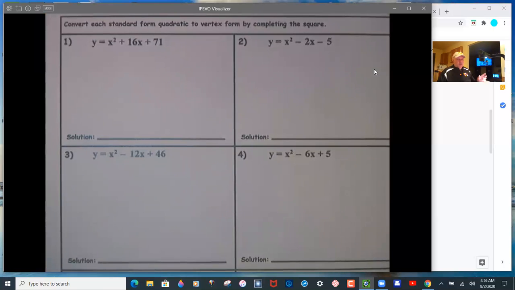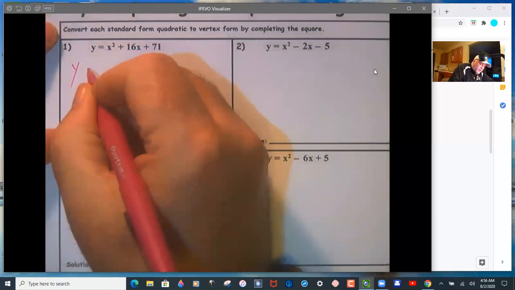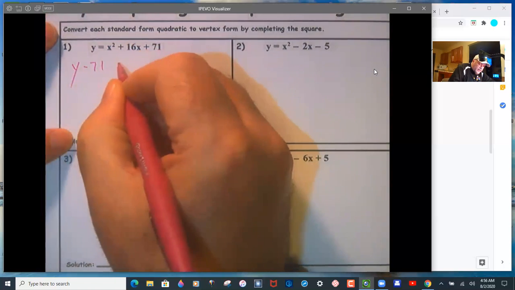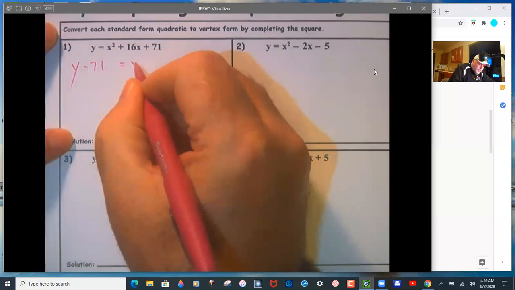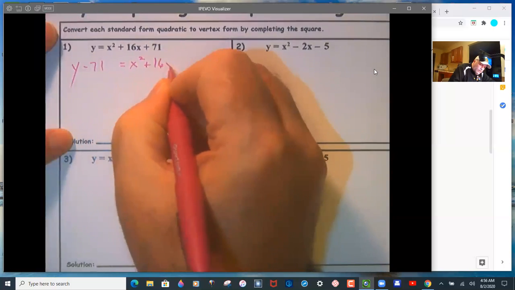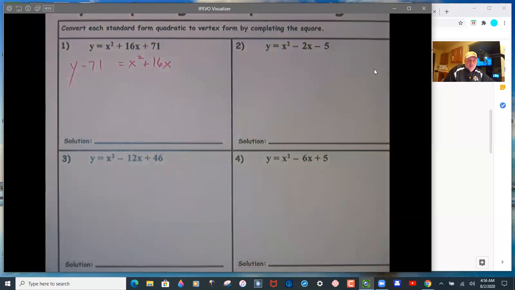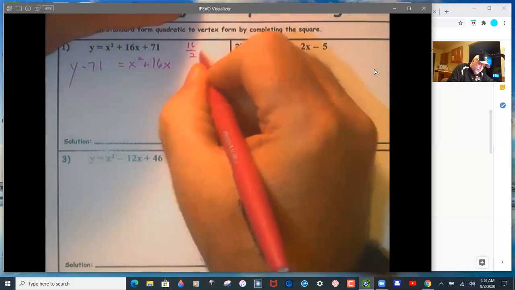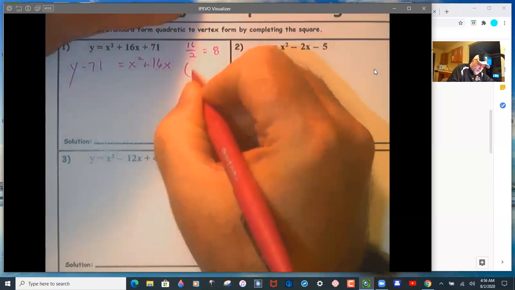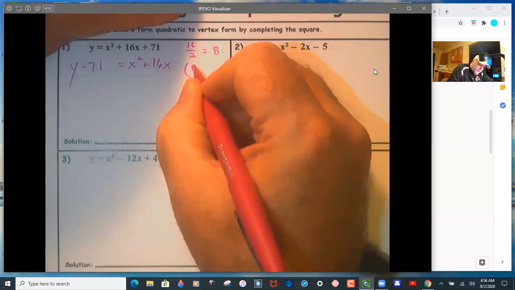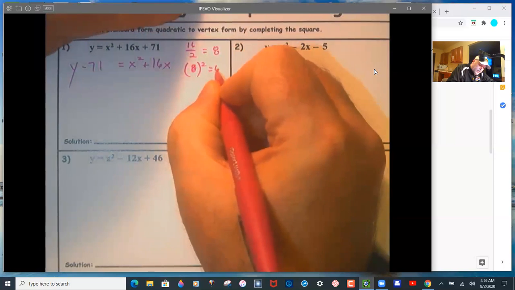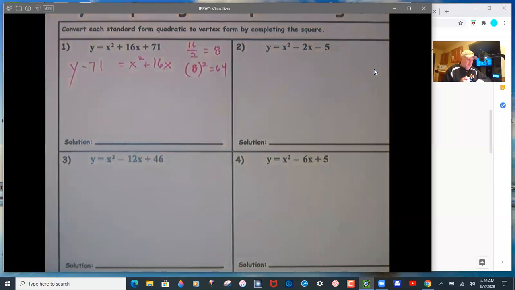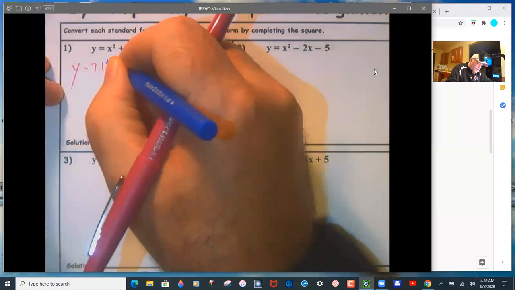the square. So we're going to go through and make sure A is 1. And it is on problem 1. And then we're going to subtract over to the left this time. Leave a little bit of room there. The 71, or the value of C. Now we're going to take B over 2. Be careful that you don't mess that up. So that's 8, and we're going to square that. That makes that 64. So that's what gets added into both sides.